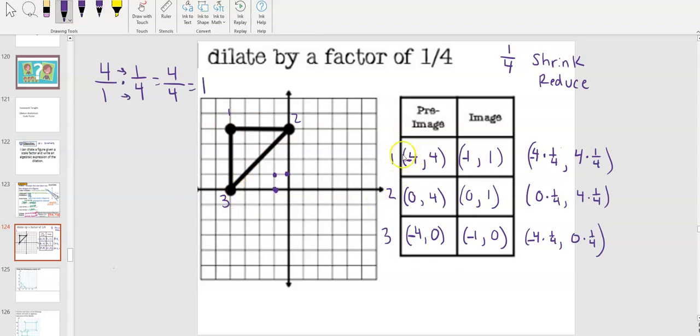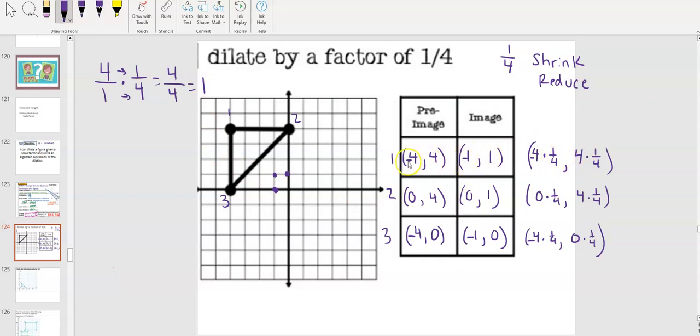What I'm going to do is multiply both x and y of my pre-image by 1/4. So I have -4 times 1/4 and 4 times 1/4. 0 times 1/4 and 4 times 1/4. And then again, -4 times 1/4 and 0 times 1/4. Remember, when you multiply fractions, you put your whole number over 1 and you just multiply straight across. 4 times 1 is 4. 1 times 4 is 4. 4 divided by 4 is 1. That's how we're getting some of these answers here.